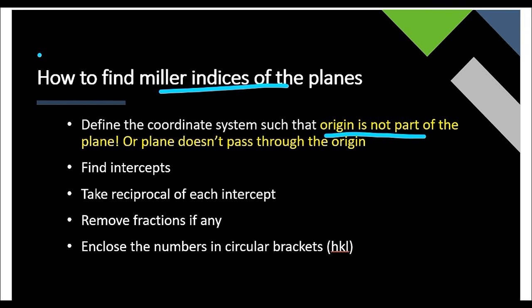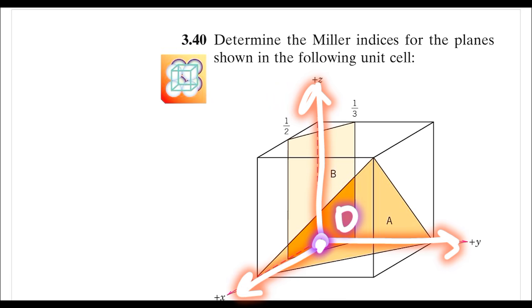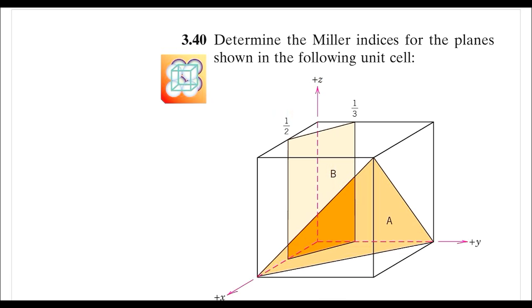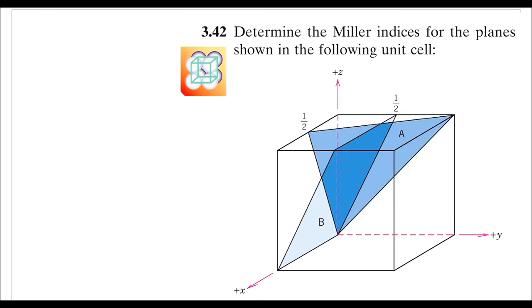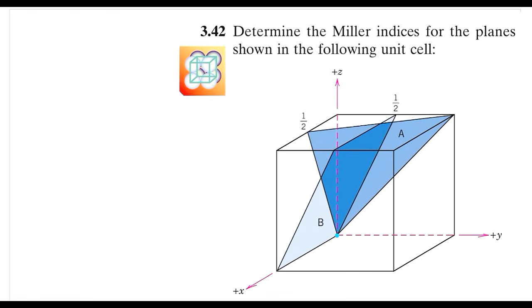For example, we can see this case. In that case, the predefined coordinate system is here, and these planes don't pass through the origin. However, if we consider this example, we can see that the plane and the predefined origin both intersect each other, so we should shift our origin such that the plane doesn't pass through the origin. This is the requirement, and we'll see how we can fix that.